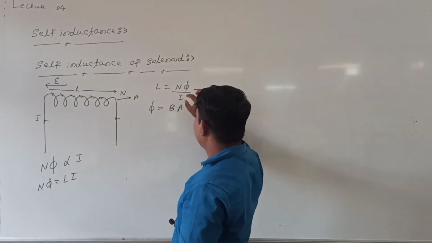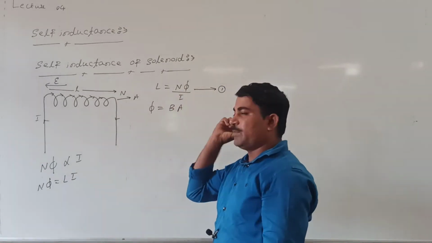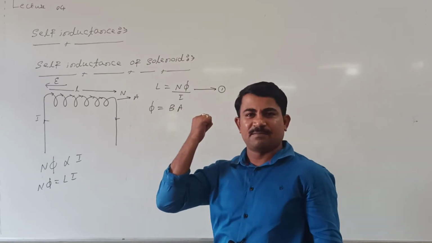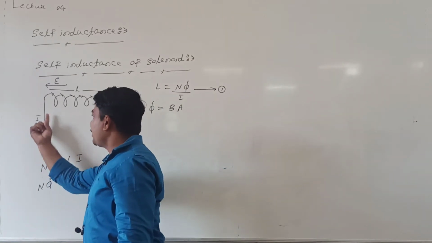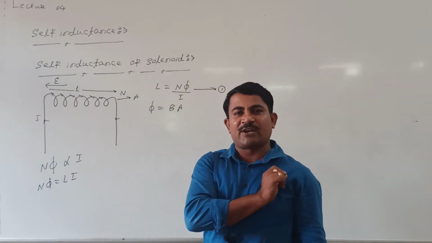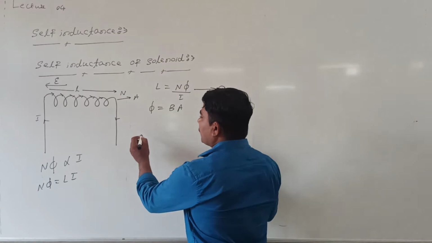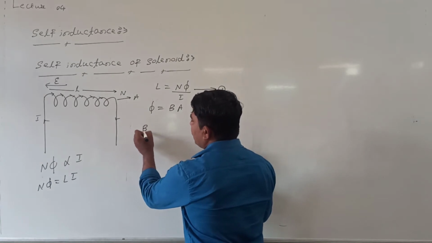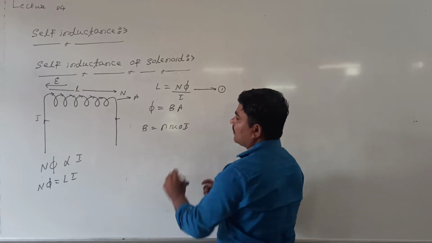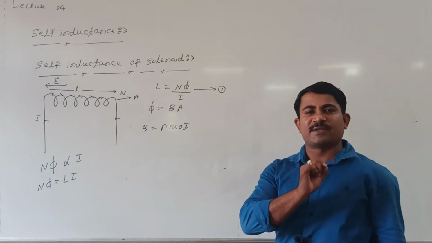Due to this current, a magnetic field can be produced. Due to the change in magnetic field, magnetic flux also changes. But wherever current flows in this coil, there is a magnetic field around it. What is the magnetic field of the solenoid? It can be written this way: B is equal to N mu naught I. This is the magnetic field in the core of the solenoid.